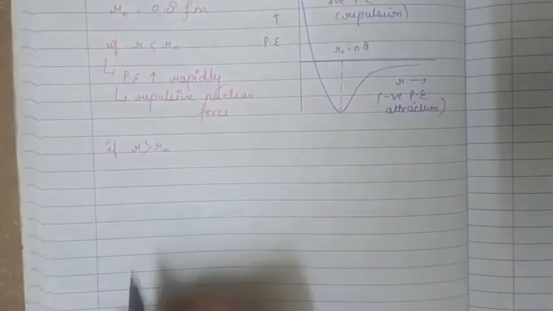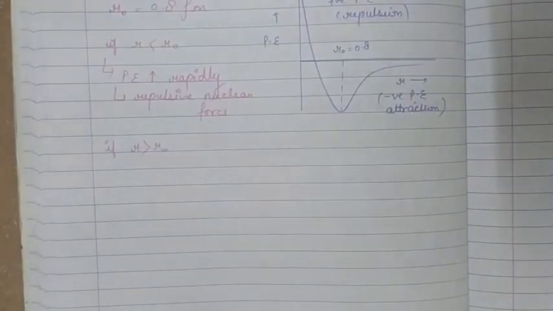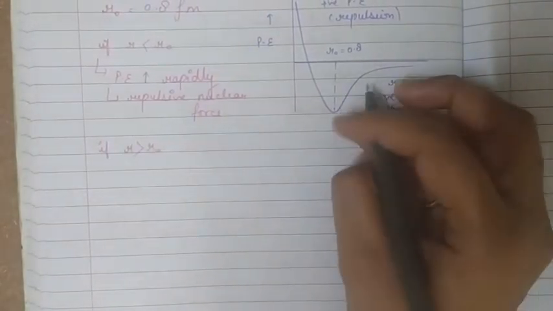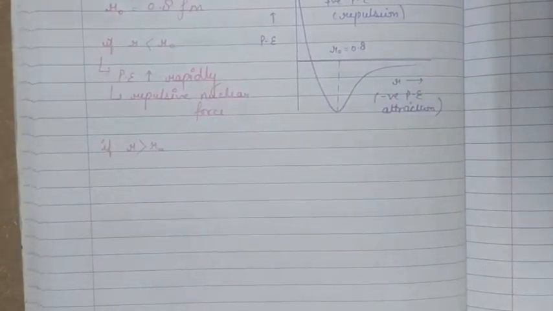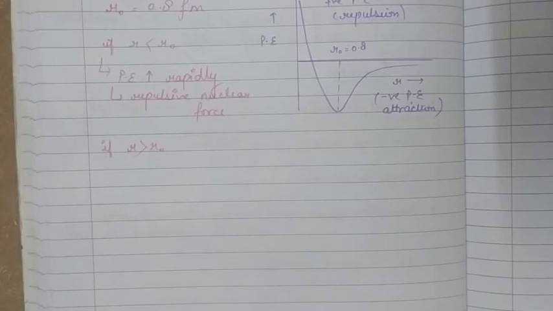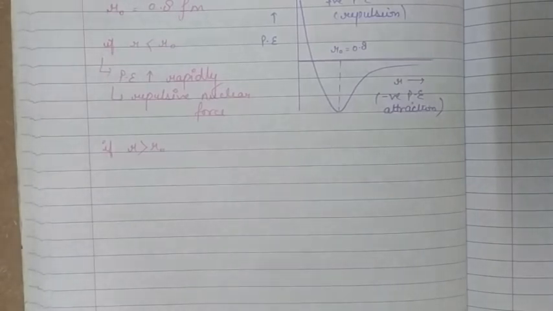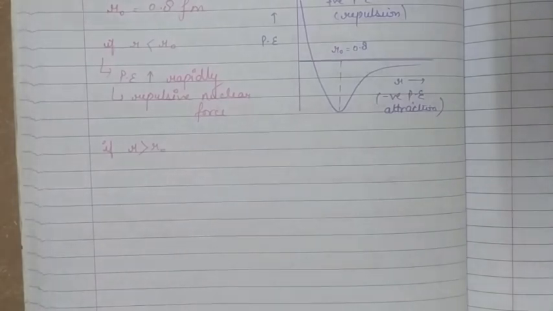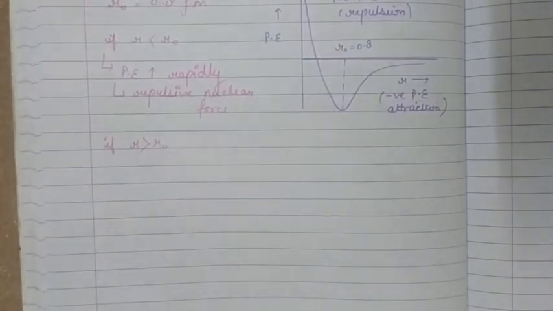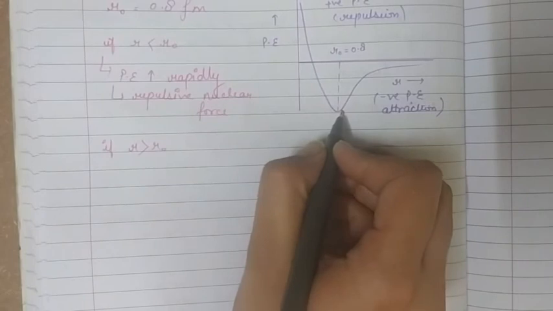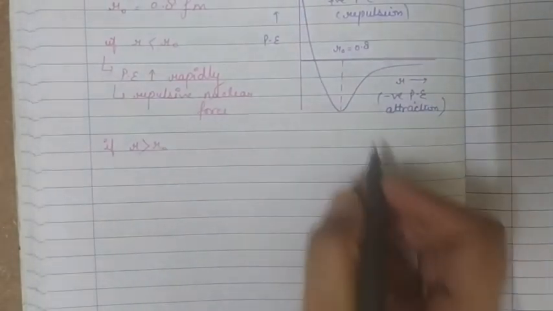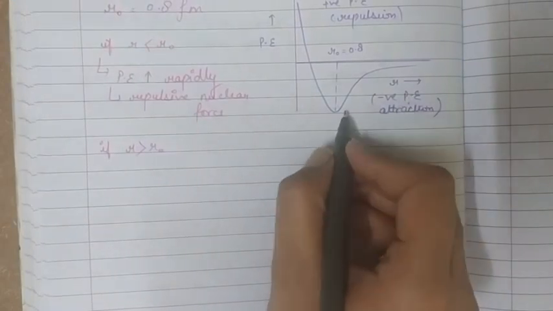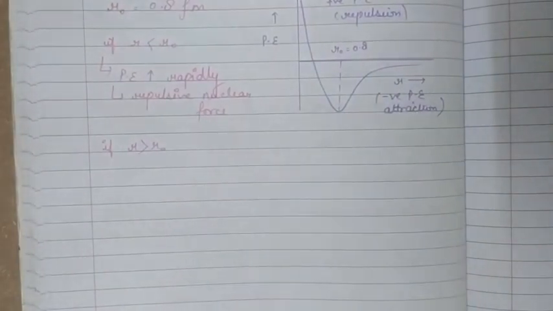Now after that, if r is greater than r naught, in that case the potential energy gradually decreases to 0 with increasing value of r, and it indicates the attractive nuclear force. This attraction is a maximum at r equal to r naught. This is the maximum attraction point at which the value of attraction is maximum, because at this point the potential energy is at its most negative point.